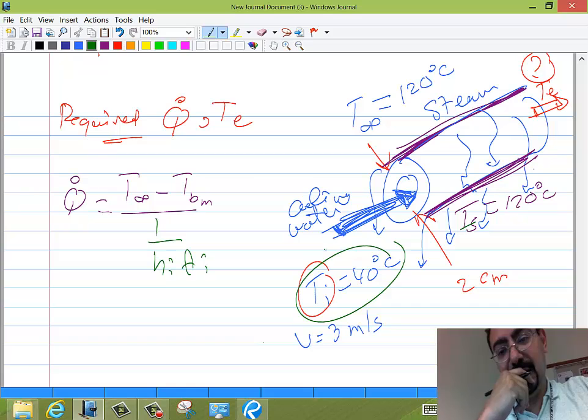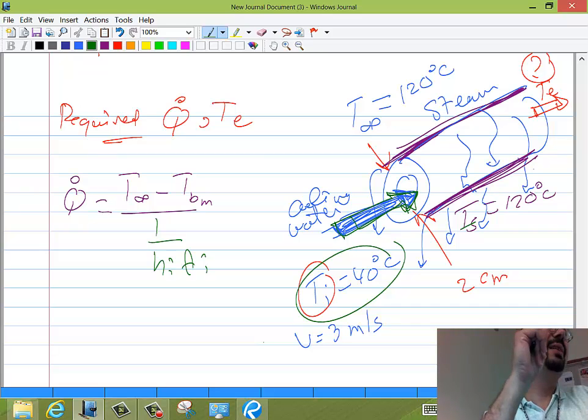Why not 40? Yes, because 40 is the inlet. And I bet the outlet would be higher than 40 because the steam is at 120. So it would be a long route to just assume it's 40. But if you assume a higher temperature, you will basically get a head start in the calculation.